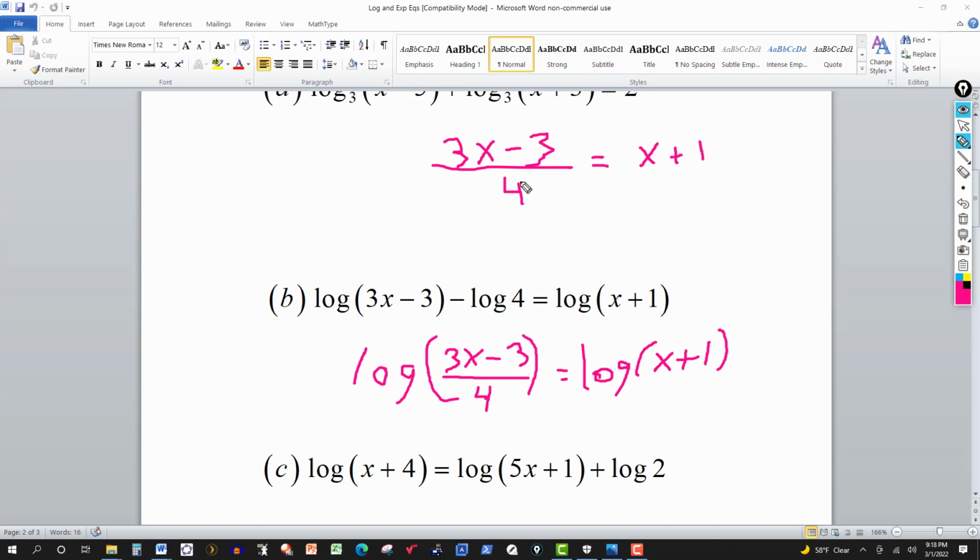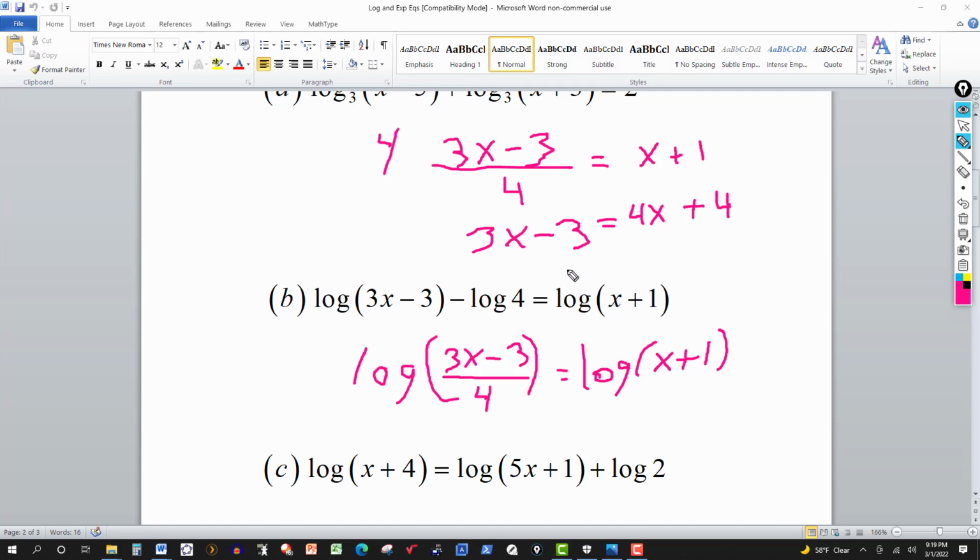So now, to clear the fraction, multiply through by 4. I'm going to multiply both sides by 4. The 4's here are going to cancel, leaving me with 3x minus 3. And multiply the other side by 4. 4 times x will be 4x. 4 times 1 is 4.